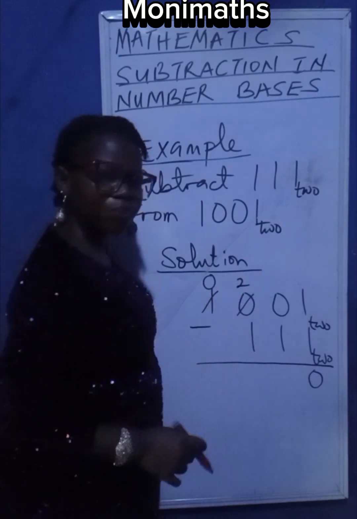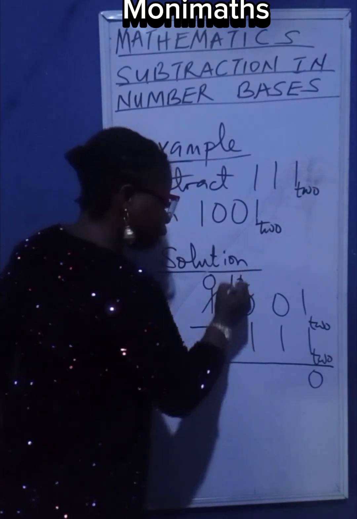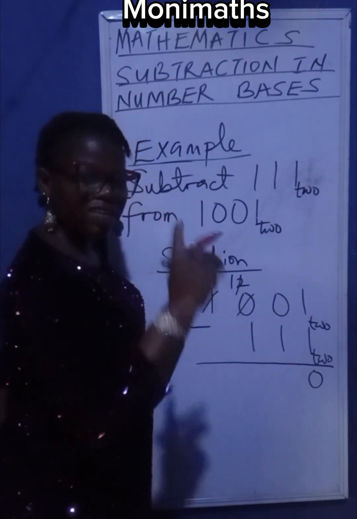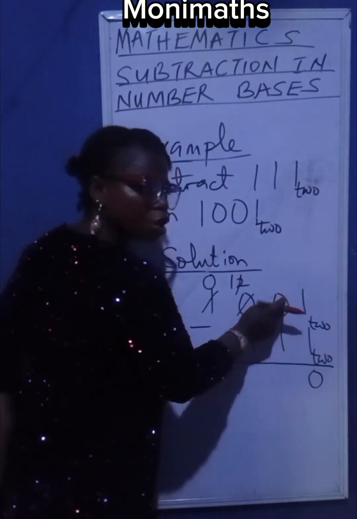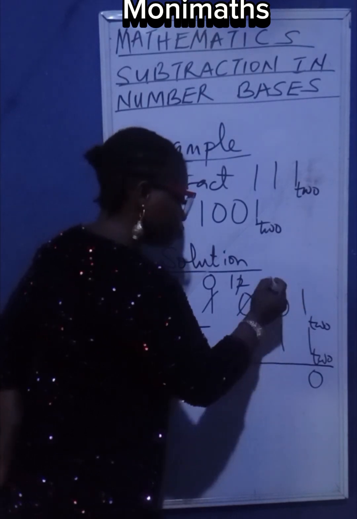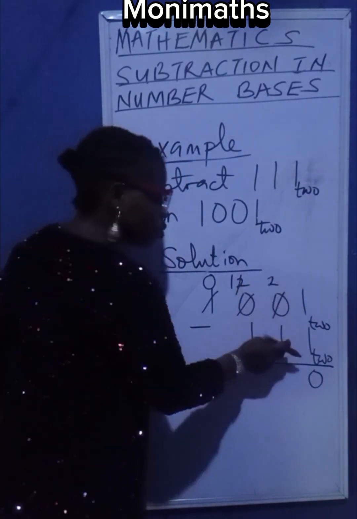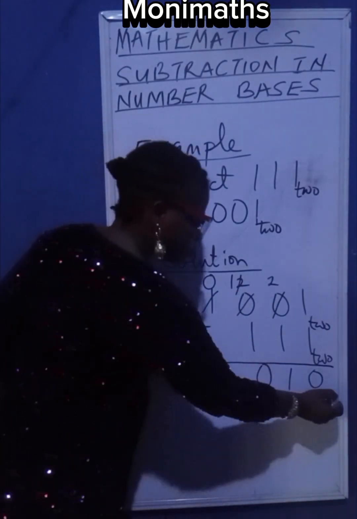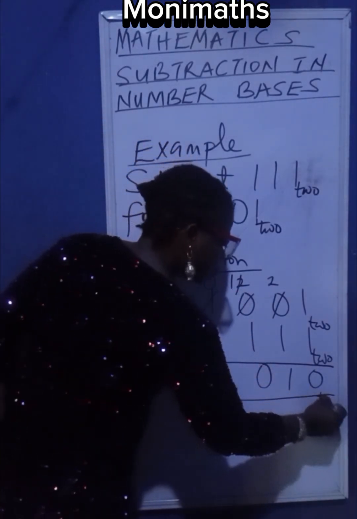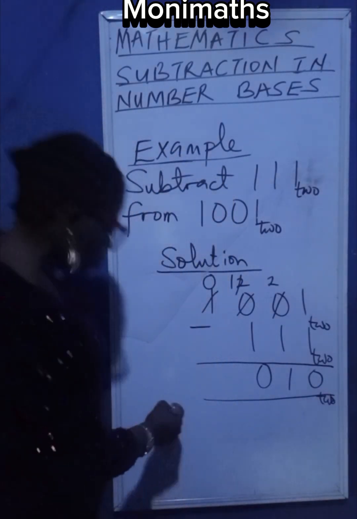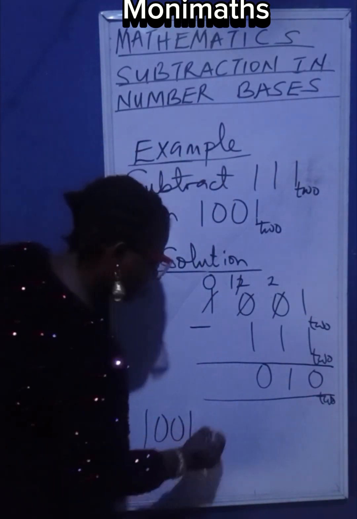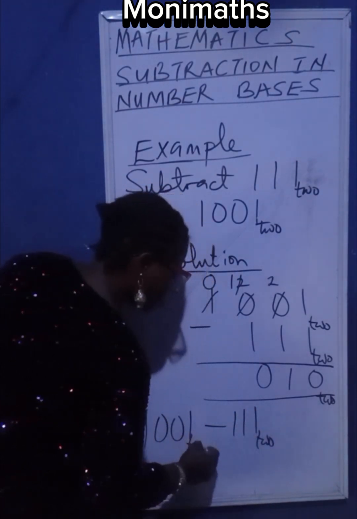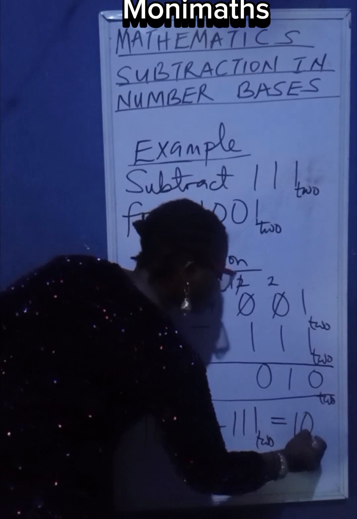From this 2, I have to borrow 1. And this is remaining 1. That 1 that I have borrowed is not 1. It is the base, which is 2. So when it comes here, 2 plus 0 is 2. 2 minus 1 is 1. 1 minus 1 is 0. And this is base 2. That means 1001 minus 111, all in base 2, is equal to 10 base 2.